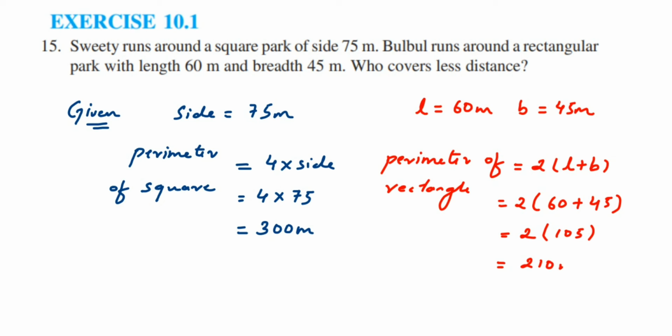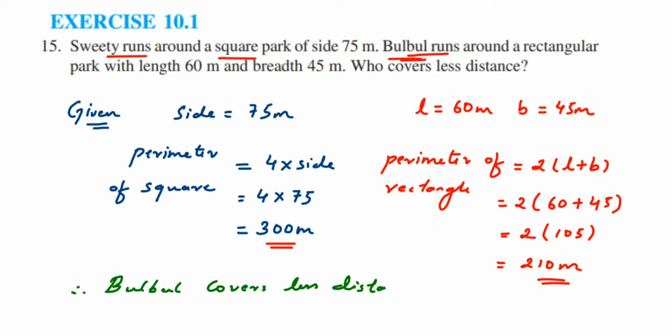So we can see here that Sweetie runs around the square park, and we got the perimeter of the square park as 300 meter, and Bulbul runs around the rectangle park, and the perimeter of the rectangle park we got as 210 meter. Now which one is less here? Perimeter of rectangle is less, which means Bulbul has covered less distance here because it is less than the perimeter of the square. So from here we're going to conclude, therefore, Bulbul covers less distance. That is because 210 is less than 300. So this will be the conclusion.